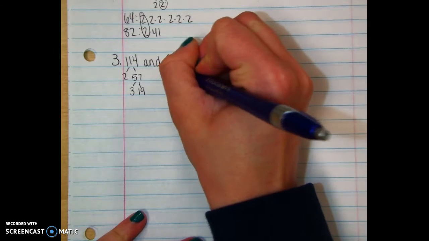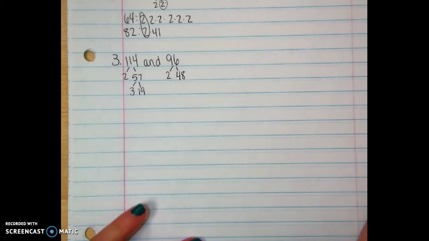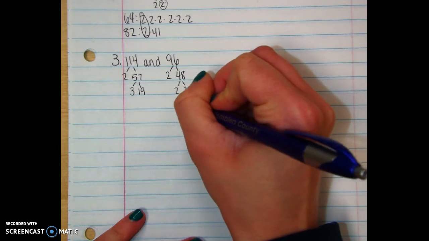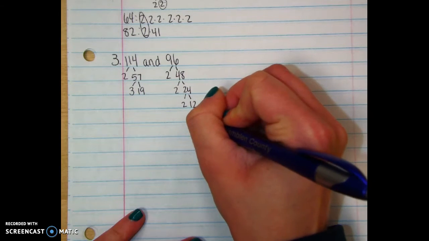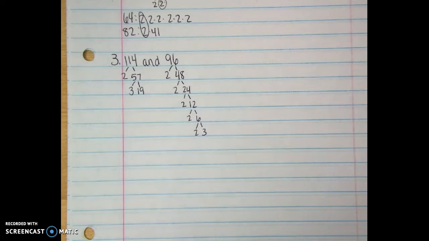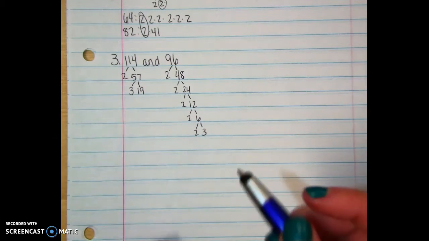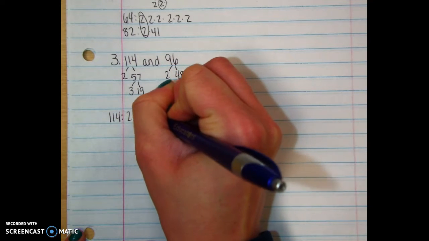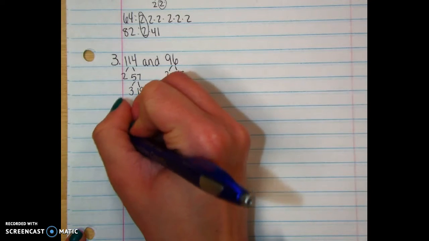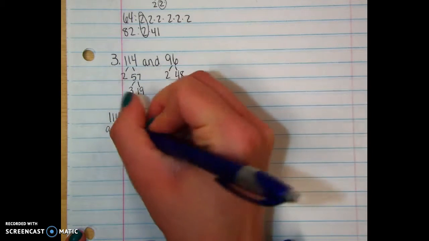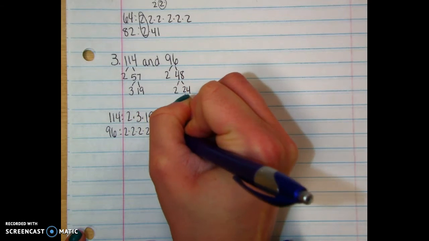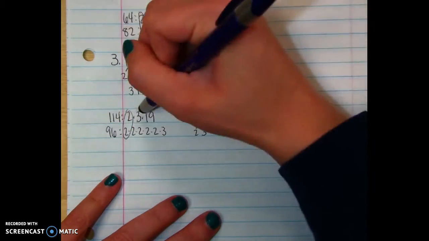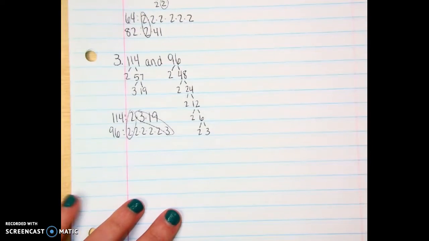For 96, that's an even number, so I know 2 goes into it 48 times. Okay, that's even, so 2 and 24, 2 and 12, 2 and 6, 2 and 3. Okay, so for 114, that was 2 times 3 times 19. And for 96, that was 1, 2, 3, 4, 5 2s and a 3. Circle what they have in common. They each have a 2. They each have a 3. 2 times 3 is 6. That's my GCF.